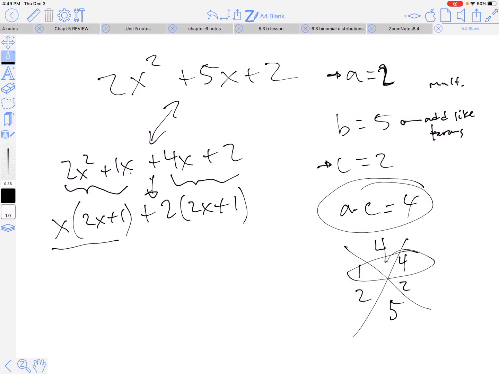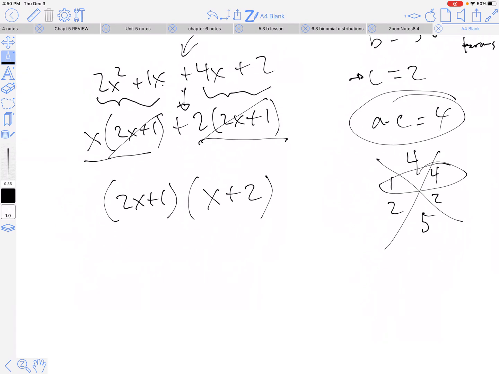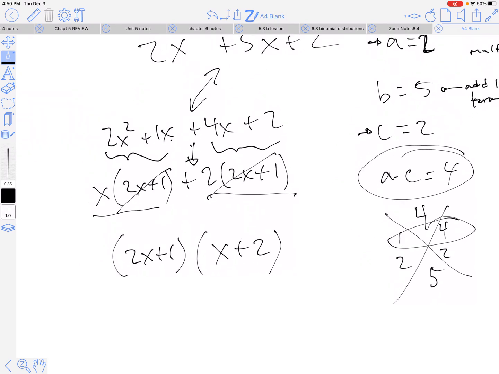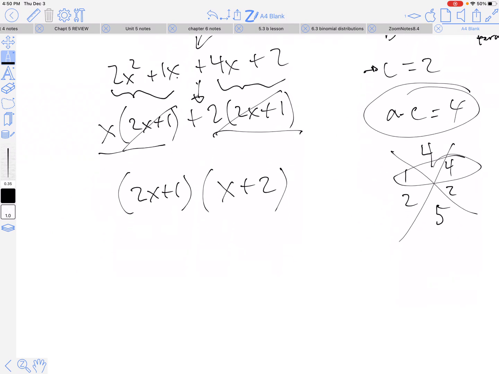Now look here, look here. I'm going to do GCF factoring again. They both have 2x plus 1. So if I pull that out, what am I left with? X plus 2. Nice. And I just factored that guy, okay? So this is the final answer.